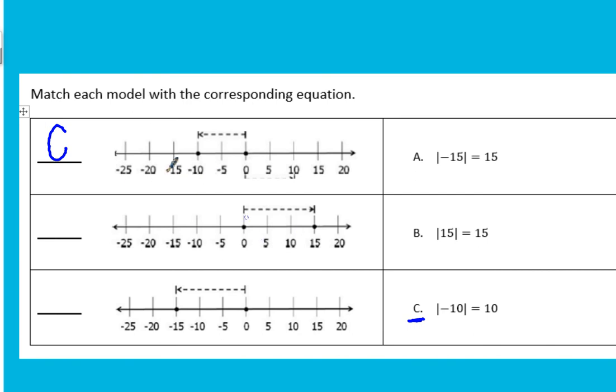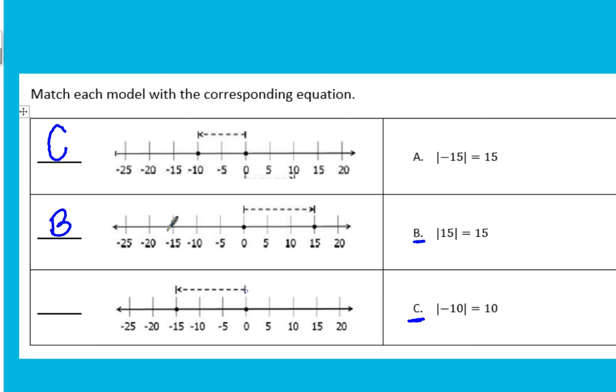In our next model, we're starting at 0 and we're moving to the right, stopping at 15. So this arrow is 15 units long, and it's showing the absolute value of 15 equals 15. Since it was facing to the right, we're looking for that positive number inside our bars, so B is the best choice for this.